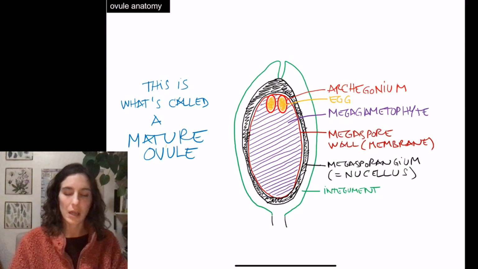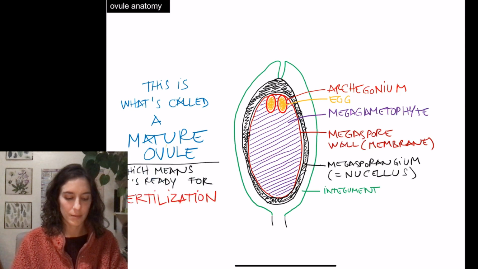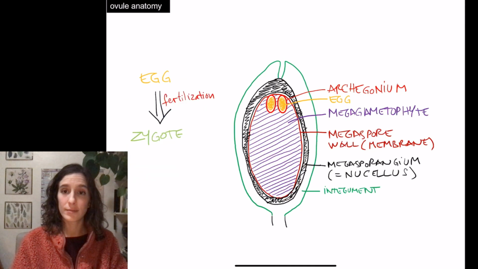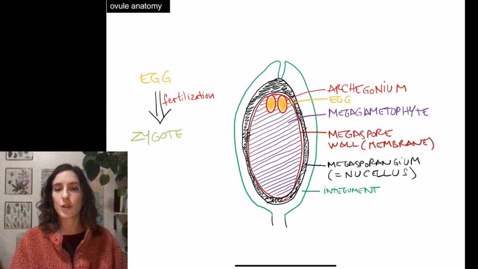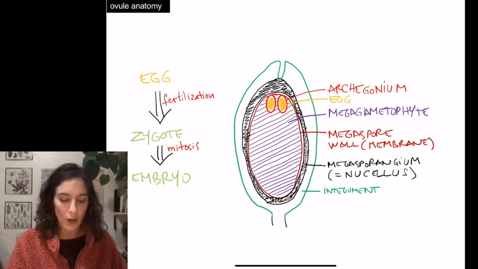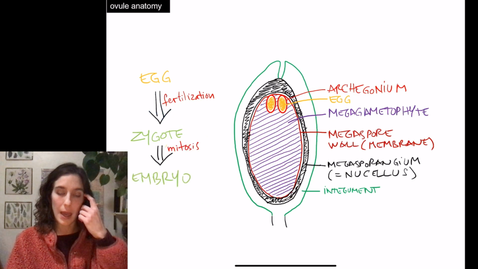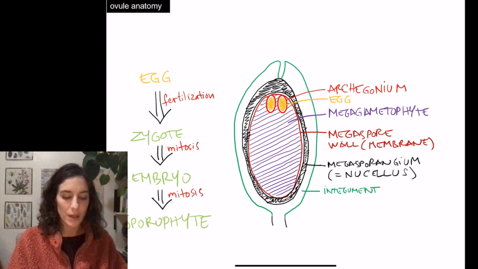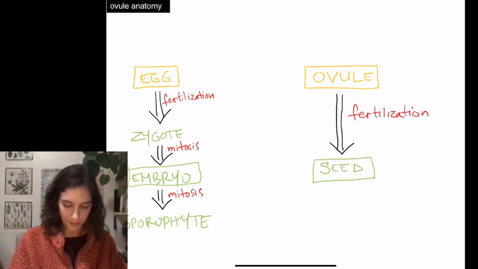So this is a mature ovule. Fantastic. This means it's ready for fertilization. And so once an egg undergoes fertilization, it's going to form a zygote. That's no news. And then the zygote's going to undergo mitosis, which forms an embryo. There's nothing new here. The embryo's going to undergo mitosis and form a sporophyte.